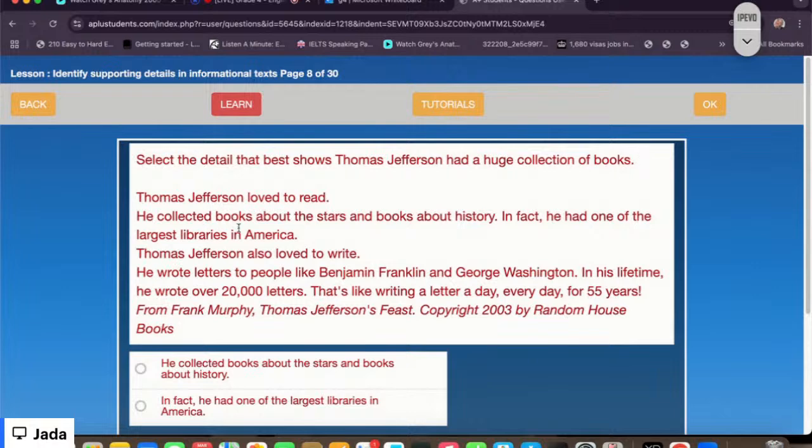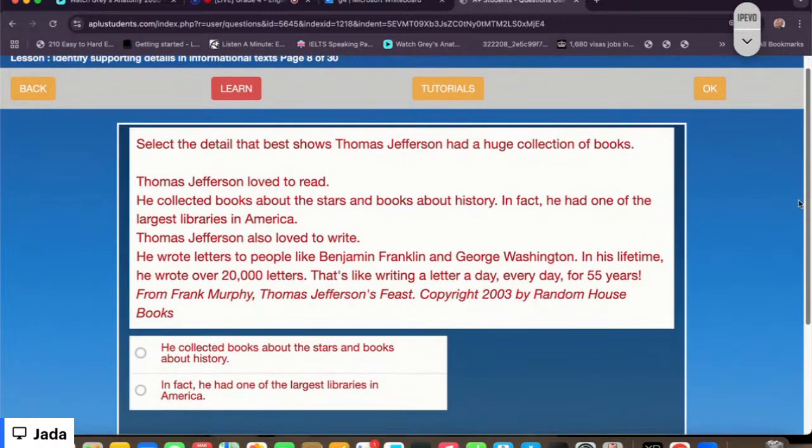All right, so Thomas Jefferson loved to read. He collected books about the stars and books about history. In fact, he had one of the largest libraries in America. Thomas Jefferson also loved to write. He wrote letters to people like Benjamin Franklin and George Washington. In his lifetime, he wrote over 20,000 letters. That's like writing a letter a day, every day for 55 years. So is it the first or the second?